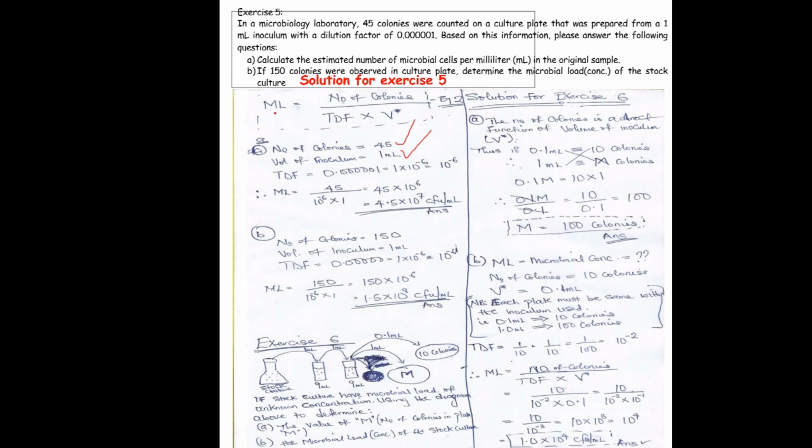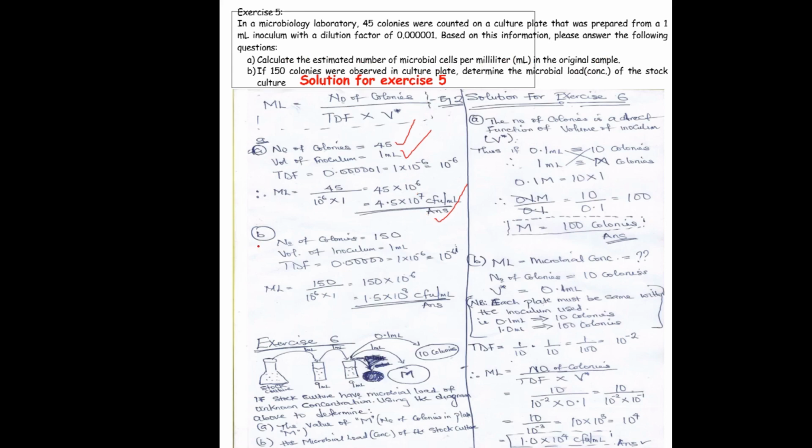So therefore, the microbial load, that is the microbial concentration here, per ml is equal to 45 divided by 10 raised to the power minus 6 times 1. When you do the arithmetic, the equation will now be 45 times 10 raised to the power 6. And when you convert it to standard form of microbial counting unit, it becomes 4.5 times 10 raised to the power 7 CFU per ml. This is your answer to question 1. It says calculate the estimated number of microbial cells per ml, that is concentration, in the original sample. You are done with question 1.